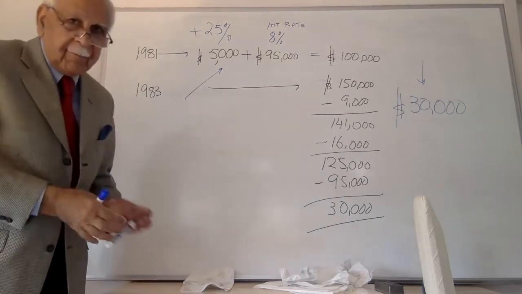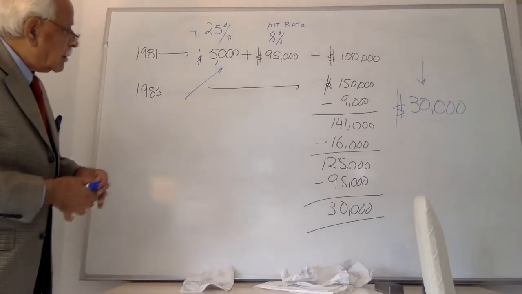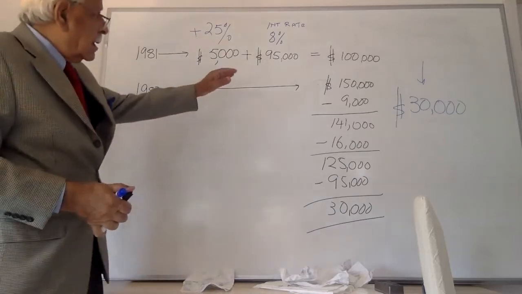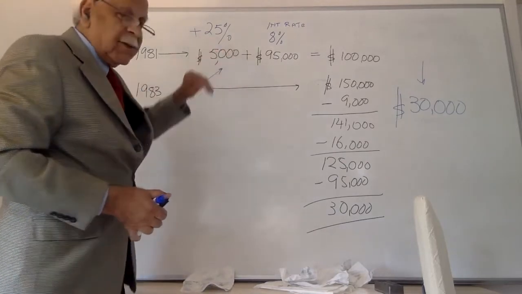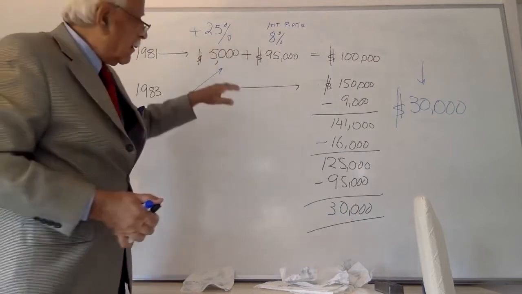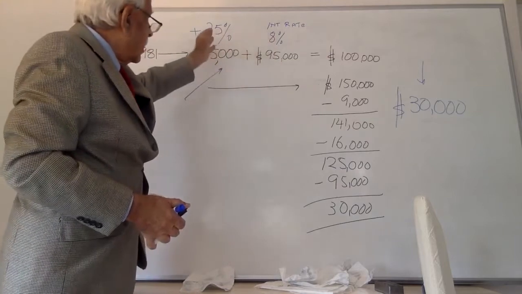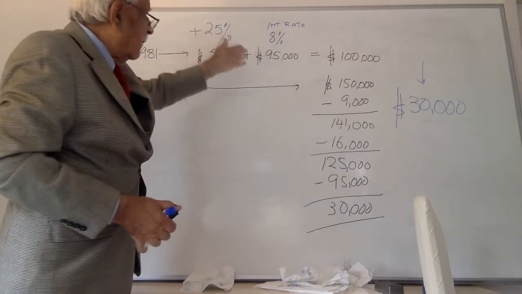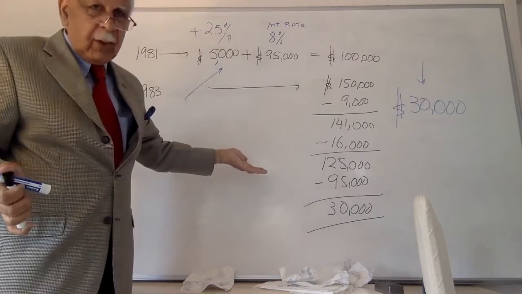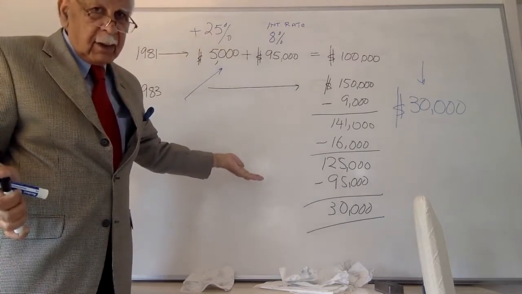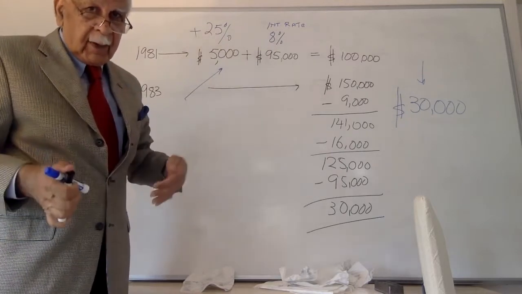Why did it happen? Only because of borrowing. This borrowing was increasing at 25%. He only put up $5,000. He was giving the bank 8%. And the market was giving him 25%. Boy, that's how some people become rich, by borrowing.